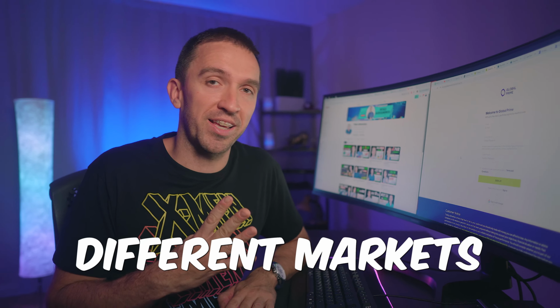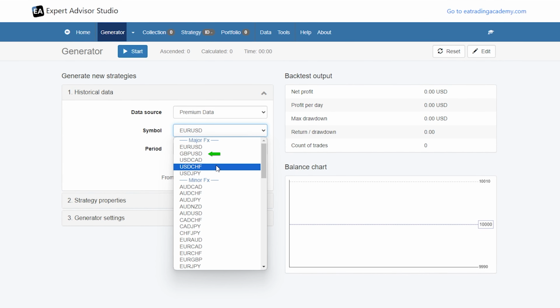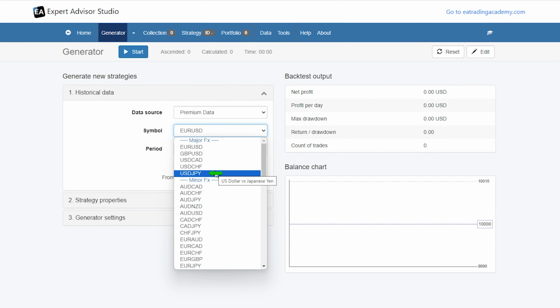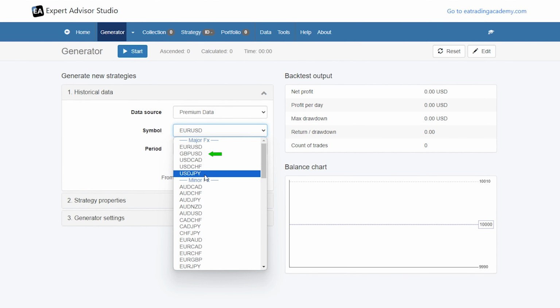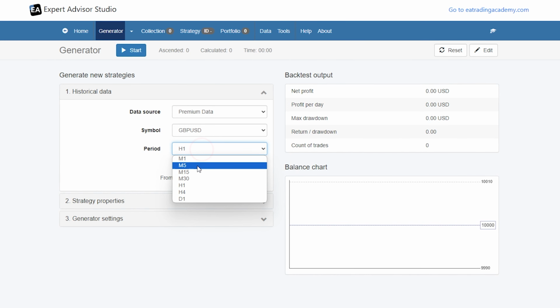I'll click on the generator and the first thing you need to select is the market you want to trade. Recently, I am staying away from the euro dollar. I trade a lot the pound, the dollar yen, euro yen and some of the other currency pairs, but today I'll create one for the pound dollar and I will go down to M15 time frame.